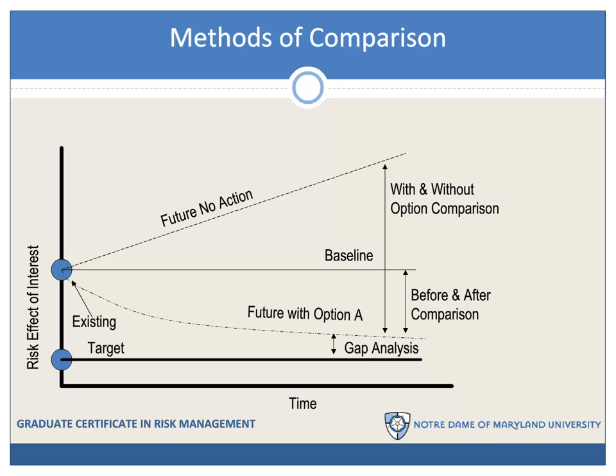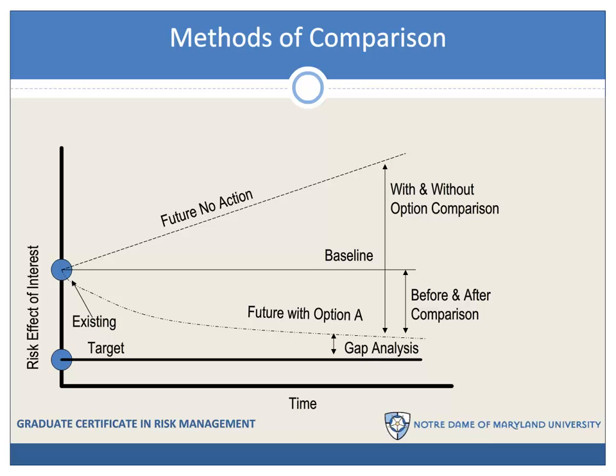We also have the possibility, of course, that we take action and the future with an option in place could reduce the risk as seen here, the future with option A in place. So now we have three different lines that are indicating paths, future paths, for risk effects. A before and after comparison compares the future with our risk management option in place to what we have now, the baseline, today. Before and after comparison is used a great deal in the United States for NEPA, the National Environmental Policy Act analysis.